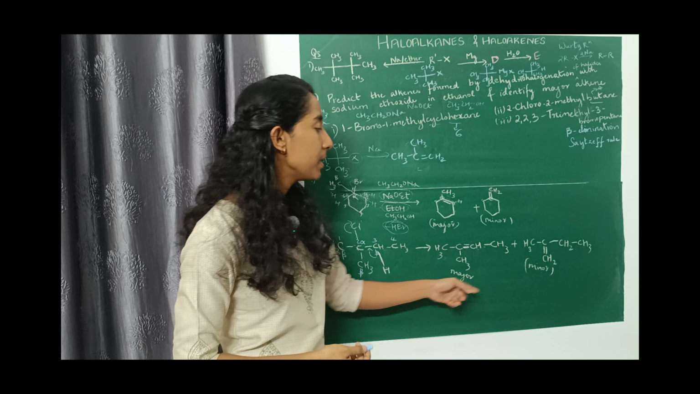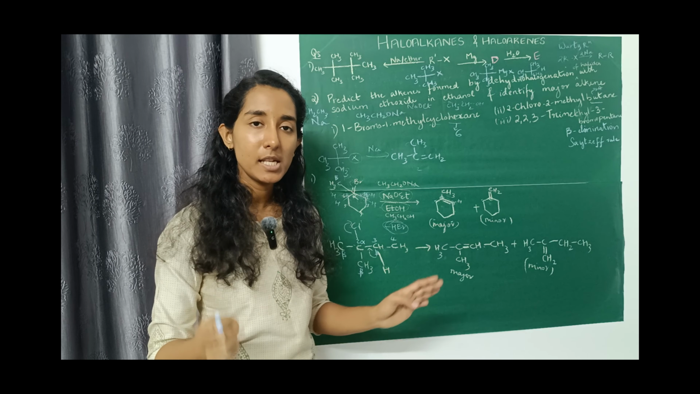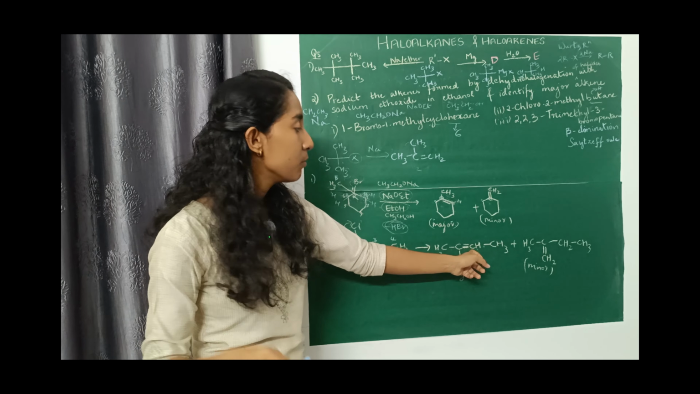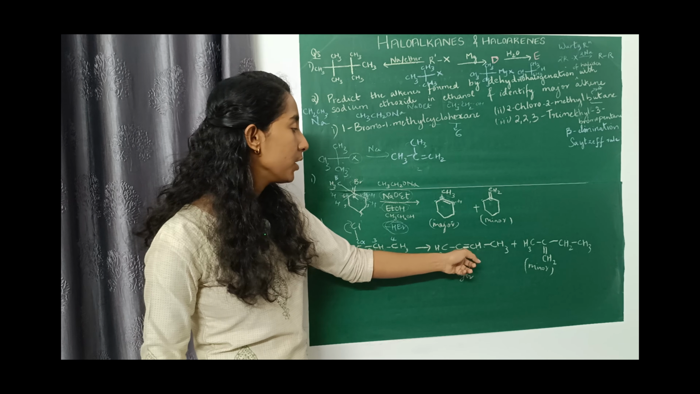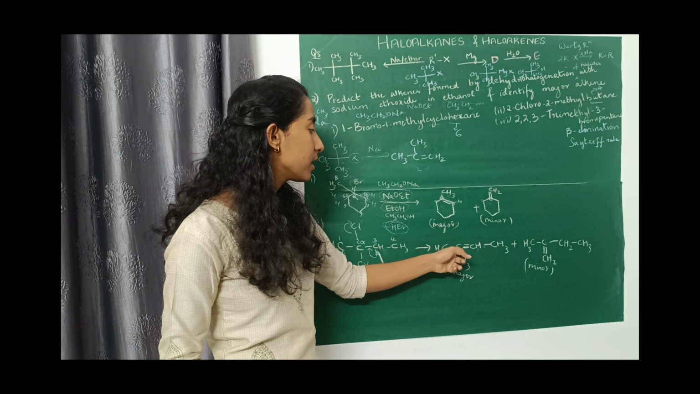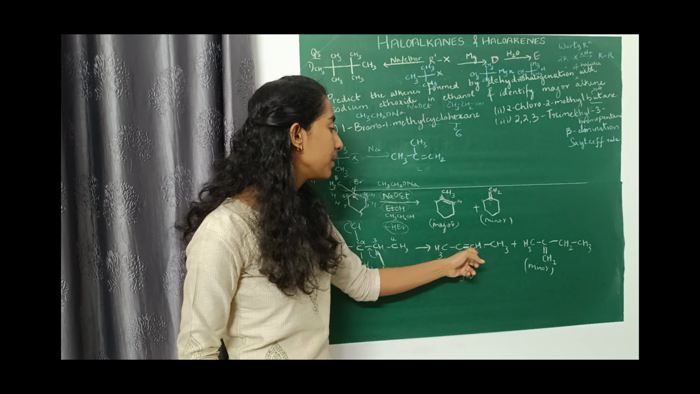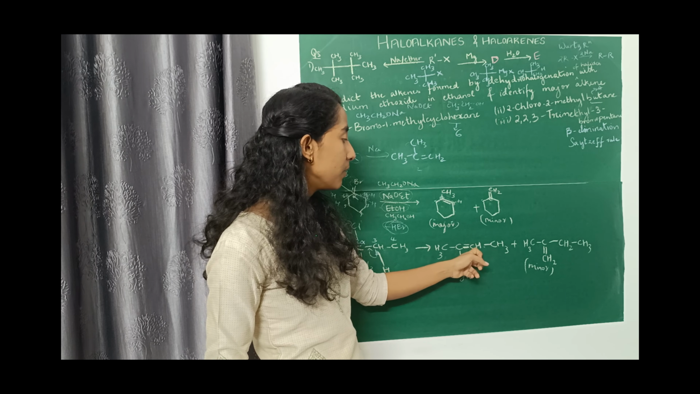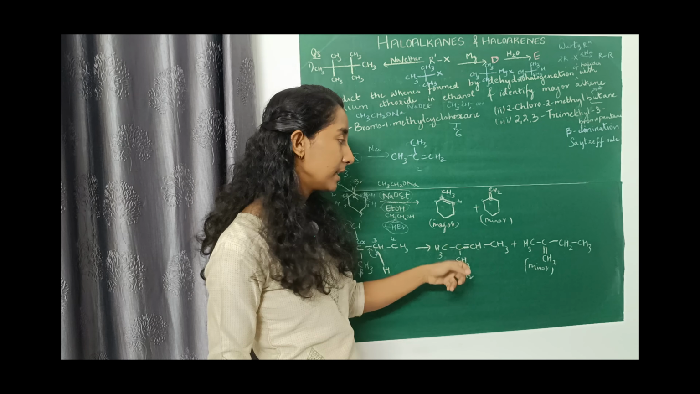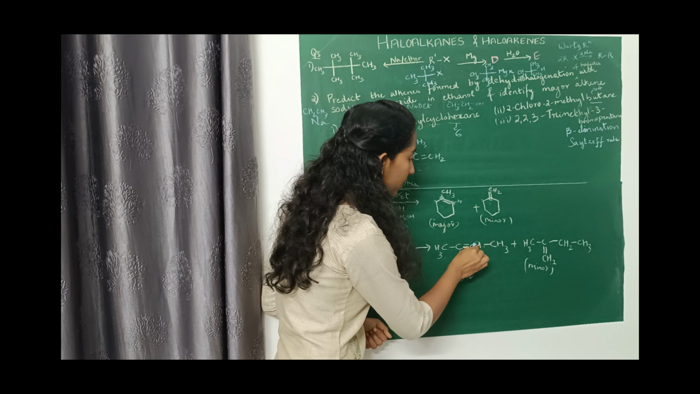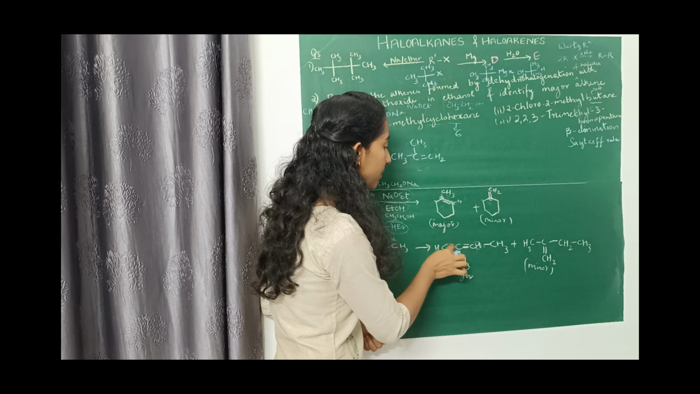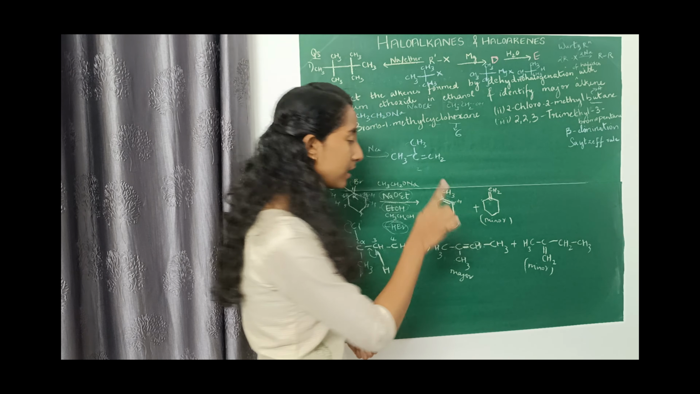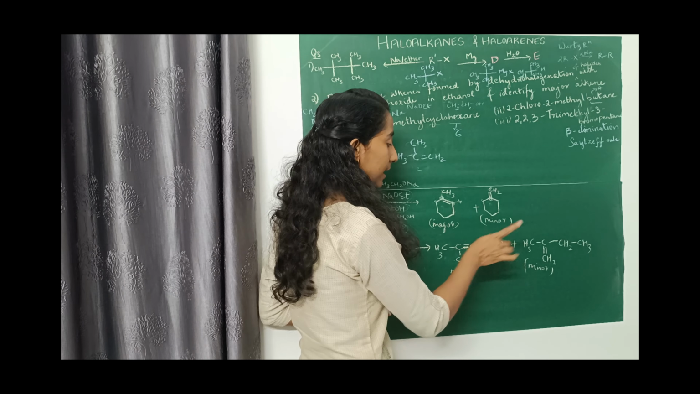So here one is major and one is minor. Based on Zaitsev's rule, the double-bonded carbon atoms which have more alkyl groups attached will give the major product. Here you can see this is the double bond. This carbon has one alkyl group and 1 hydrogen, so it has only 1 hydrogen and the rest are alkyl groups. So basically it is trisubstituted. This carbon atom has 2 alkyl groups attached, this carbon atom has 1 alkyl group attached, and the other is hydrogen. So you have 3 alkyl groups when you count.